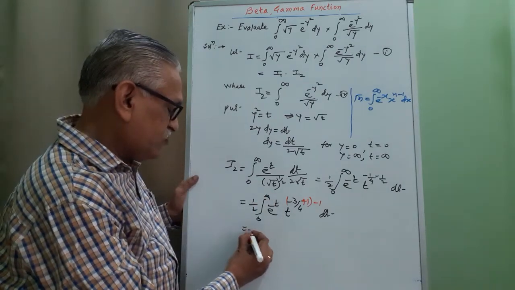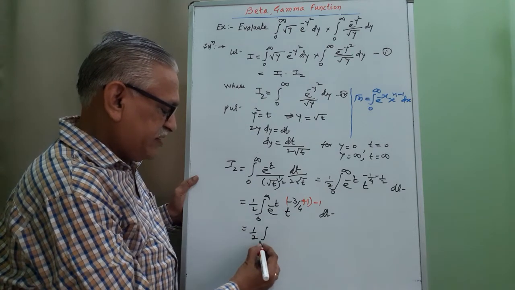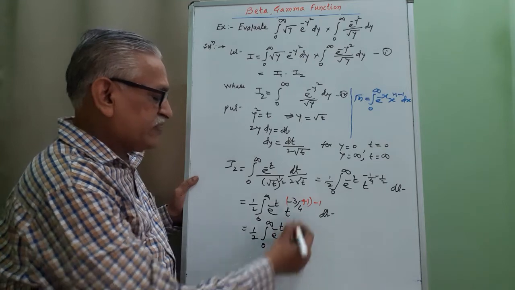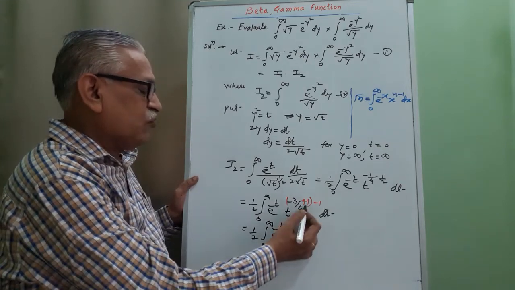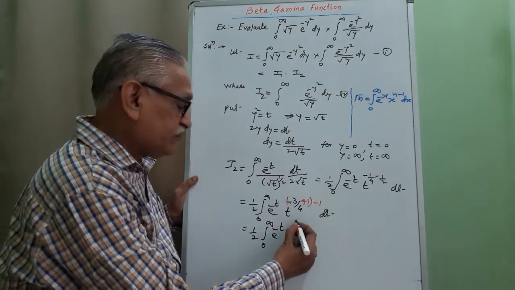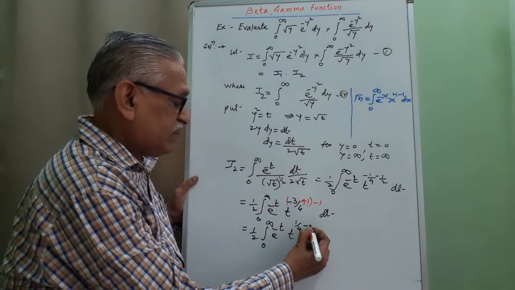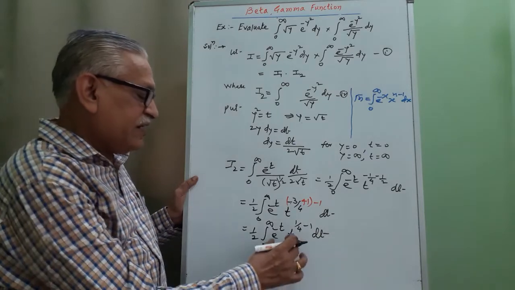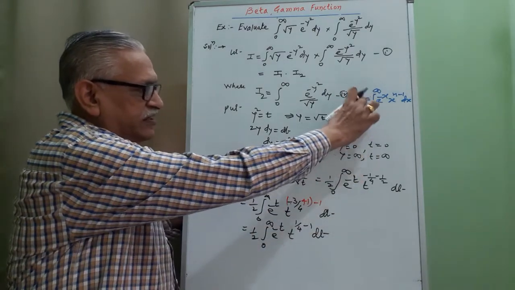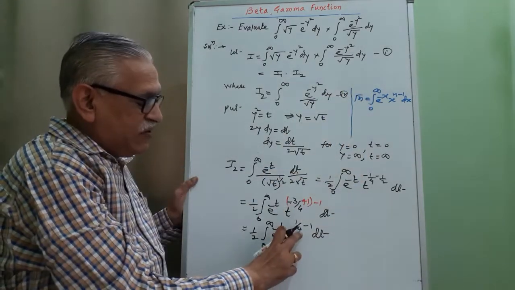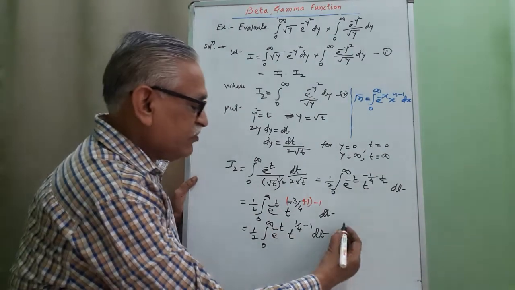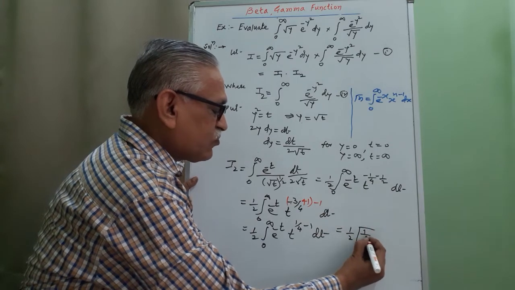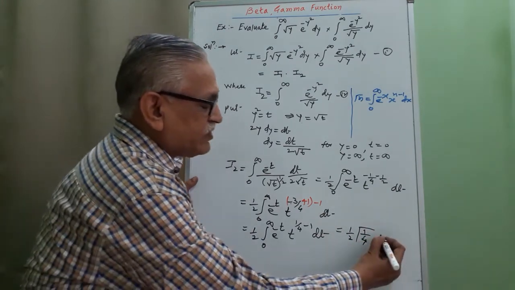It is 1 by 2 integration from 0 to infinity e raised to minus t, t raised to 4 minus 3, we get 1 by 4 minus 1, and its integration with respect to t. And then comparing this with this result, it is nothing but gamma n. Here the value of n is 1 by 4, and therefore it becomes 1 by 2 gamma of 1 by 4. We call this equation 5.